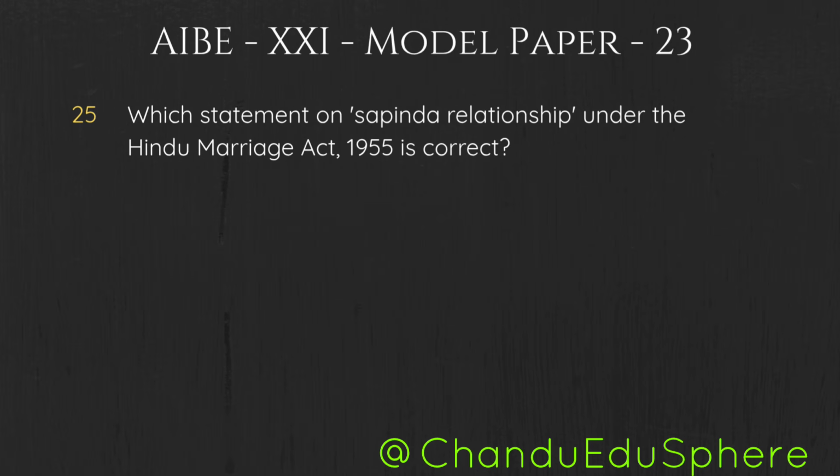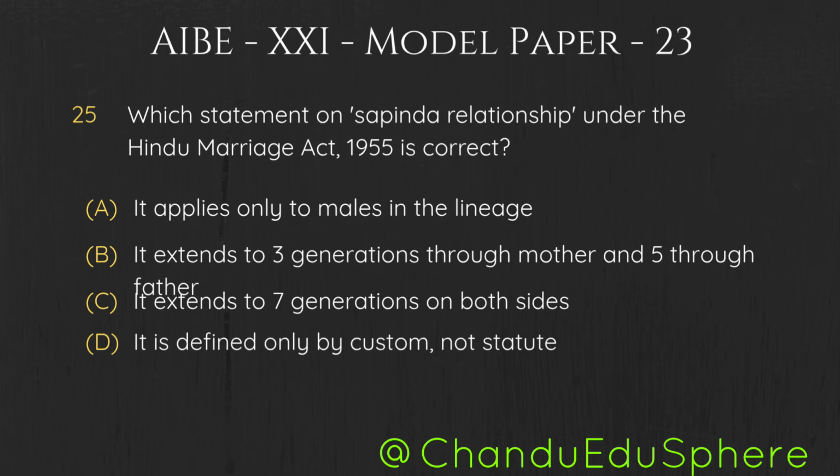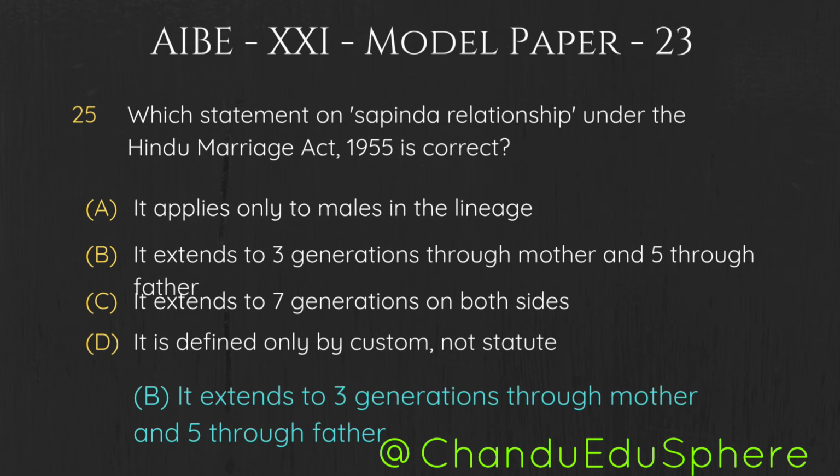D. Which statement on Sapinda relationship under the Hindu Marriage Act 1955 is correct? Section 3(f) of the Hindu Marriage Act 1955 defines Sapinda relationship as extending up to the third generation through the mother and the fifth generation through the father, both inclusive of the person concerned.